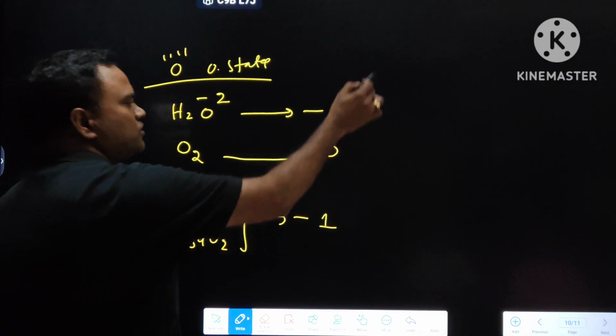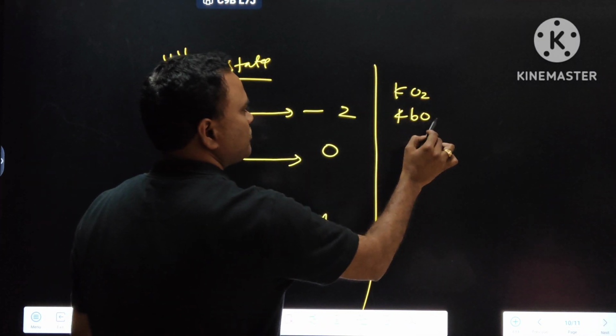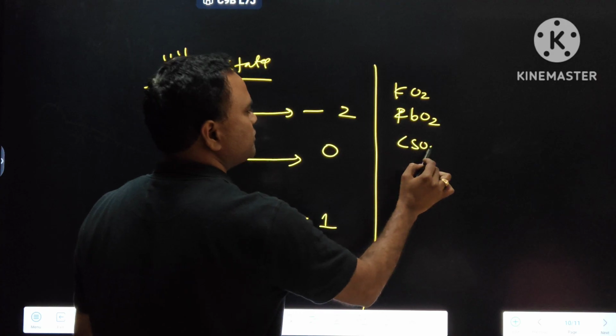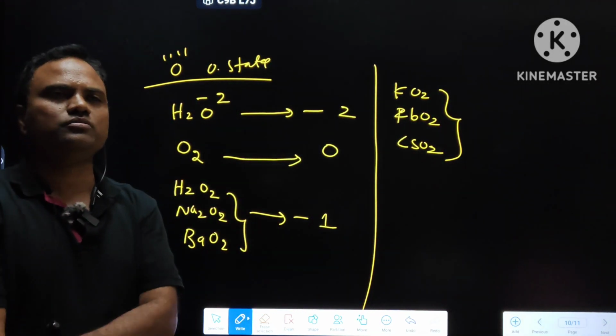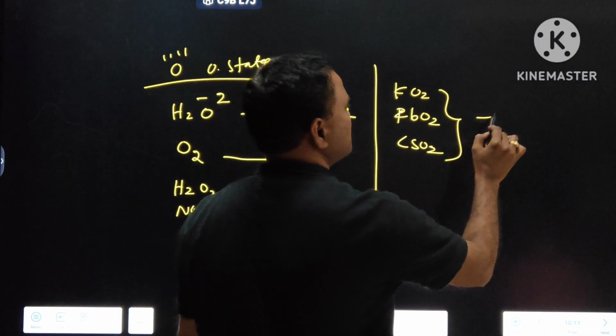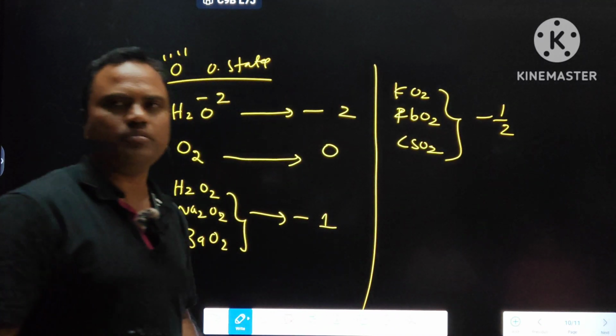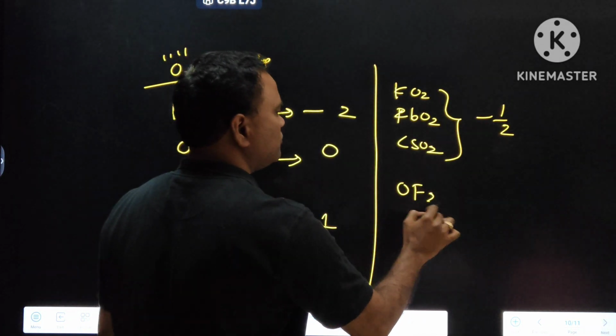Superoxides: potassium, rubidium and cesium. These 3 elements form superoxides. Superoxide formulas: KO2, RbO2, CsO2. Here oxygen's oxidation state is -1/2.